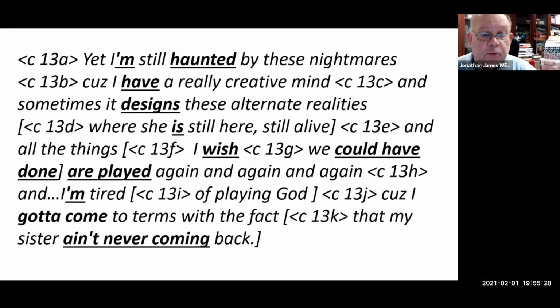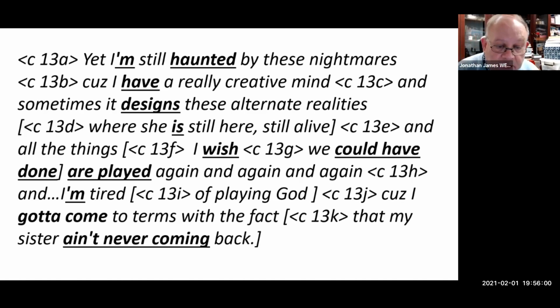Because I have a really creative mind, okay, clause. Sometimes it designs these alternate realities. Another clause, embedded then to describe it, where she is still here, still alive, continuing, and all the things, again embedded, I wish we could have done, describes things, post-modification of things, are played again and again and again.